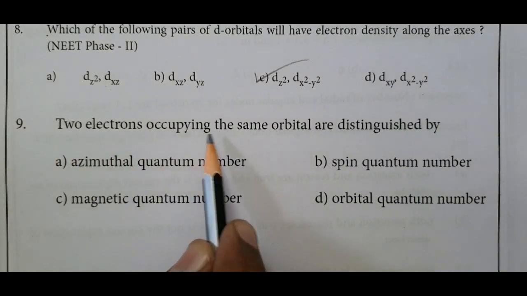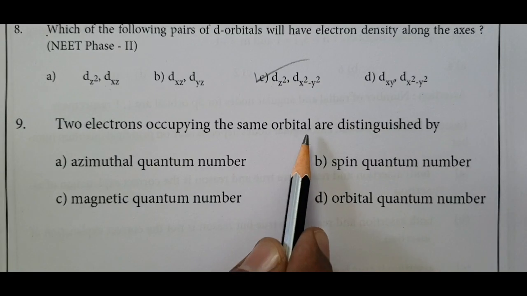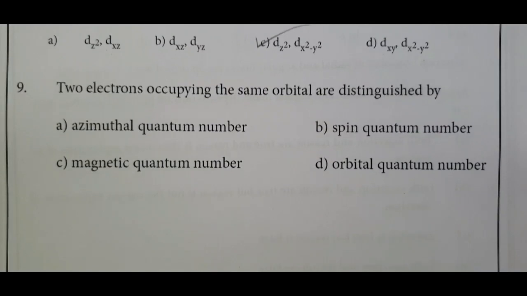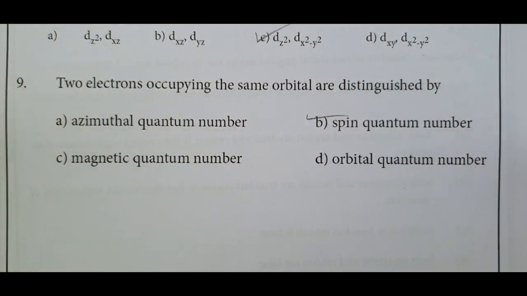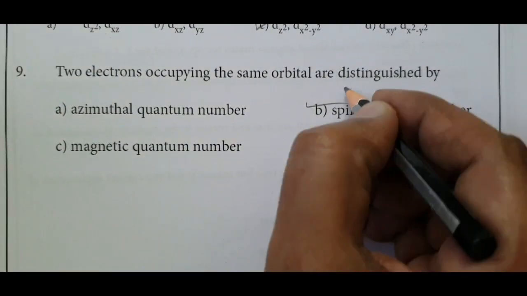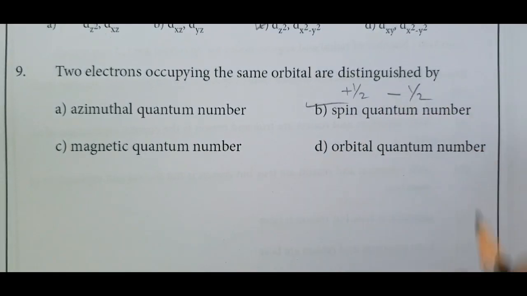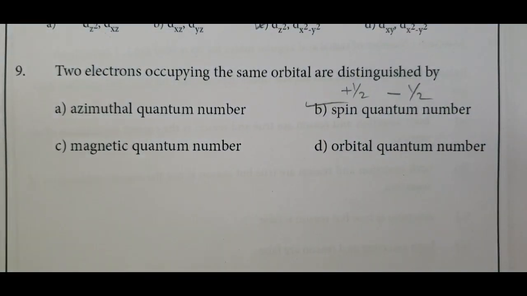Two electrons occupying the same orbital are distinguished by spin quantum number. We know for the first electron the spin quantum number is plus 1 by 2, and for the second electron the spin quantum number is minus 1 by 2.